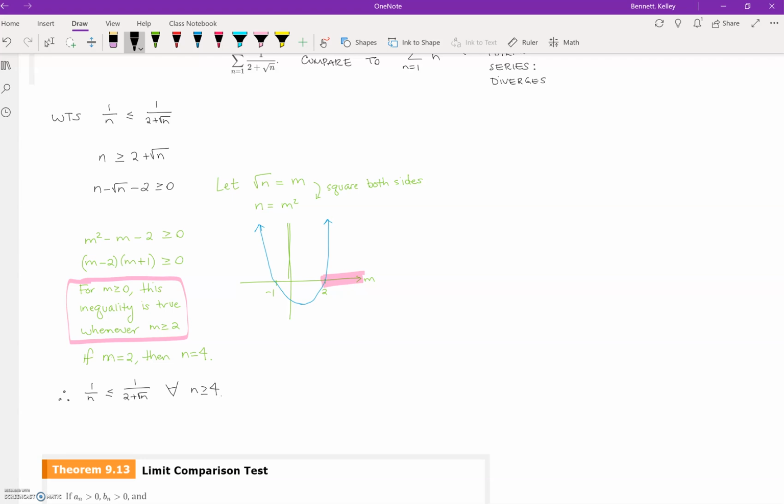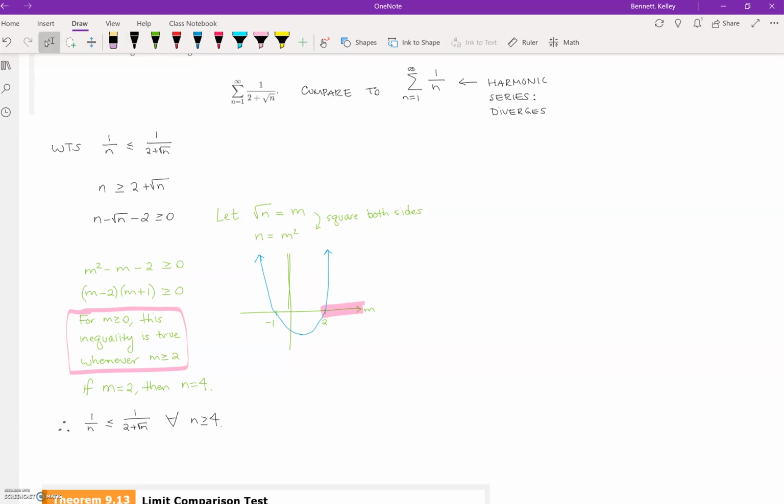And so even though we didn't start at 1, we have determined that there is an index for which every term past that point, so that's A4, A5, A6, A7, A8, and so on, all the way up to the never-ending end of the series, this is always going to be true. And so we've shown that the harmonic series was smaller than the given series. The harmonic series diverges. Therefore, the series that we're given also diverges.